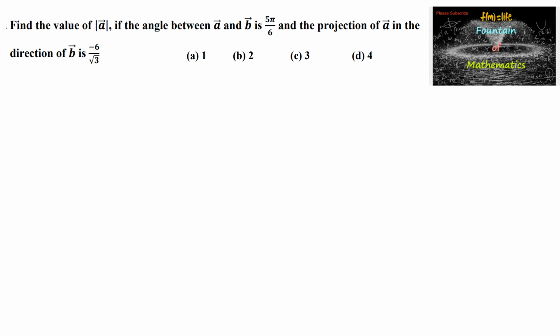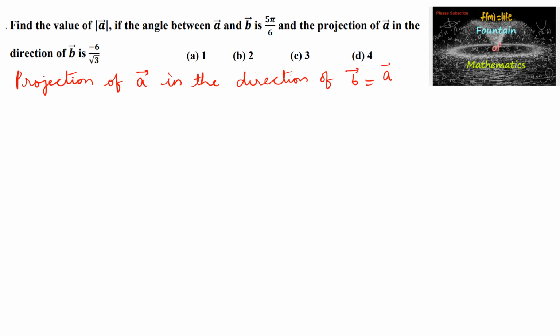Find the value of mod A vector if the angle between vector A and vector B is 5 pi by 6 and the projection of vector A in the direction of vector B is minus 6 by root 3. So let us use the concept of projection. So we know that projection of vector A in the direction of vector B can be taken as A dot B divided by mod B.